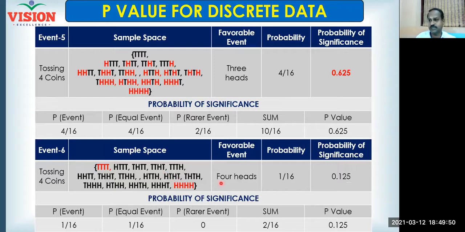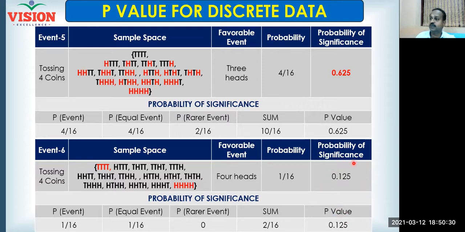And one last example, tossing 4 coins. There are 16 outcomes. Getting 4 heads is only one event out of the 16. So 1 out of 16. And now the probability of significance is 0.125. And how is it arrived at? The probability of the event is 1 by 16. And the probability of an equal event, is there an equal event? Yes, just like you get 4 heads, 4 tails is also a possible equal event. So that is 1 by 16. And a rarer event, you cannot get 5 or 6 heads here. So there is no rarer event, and so the sum is 2 by 16. So 0.125 is the p-value.